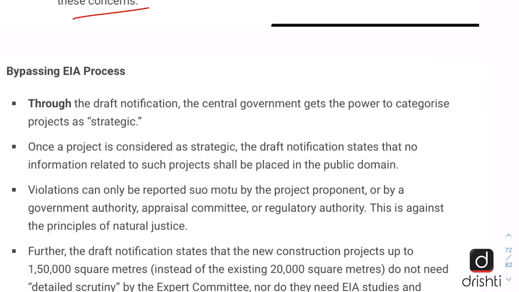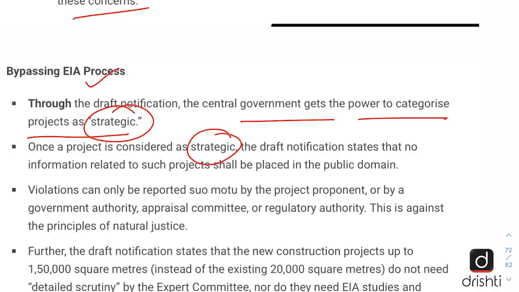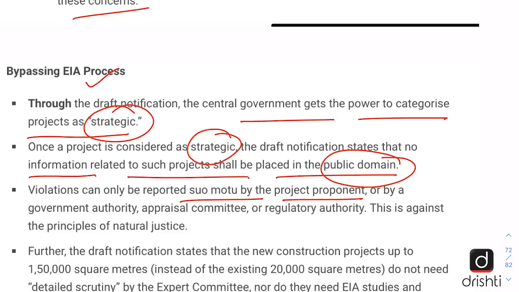Another major concern is bypassing the EIA process. So the draft notification says that the central government gets the power to categorize projects as strategic. And once a project has been categorized as strategic, the draft notification says that no information related to such a project shall be placed in the public domain. And violations can only be reported on such strategic projects suo motu, that is, by the project proponent itself or by a government authority, appraisal committee or regulatory authority. And this also goes against the principle of natural justice, because the public, which will be most affected by any such project, is not being given the option of registering their grievance against it.